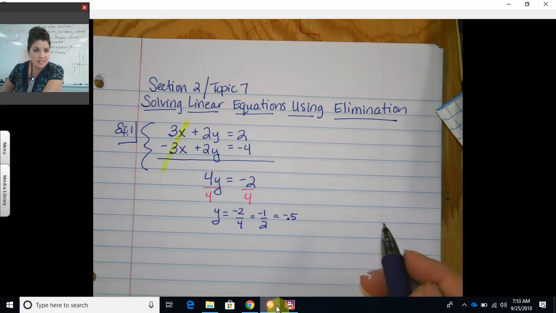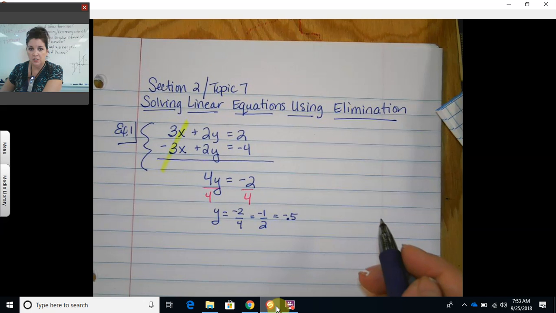Since that is a terminating decimal, then it's okay to write it as a decimal. A terminating fraction or a decimal. If it was a fraction that repeated though, like 1/3 would be 0.3333, I would just leave it as 1/3 so that you're not rounding your answer. So we know what y is equal to. What do you think you do to figure out what x is equal to?